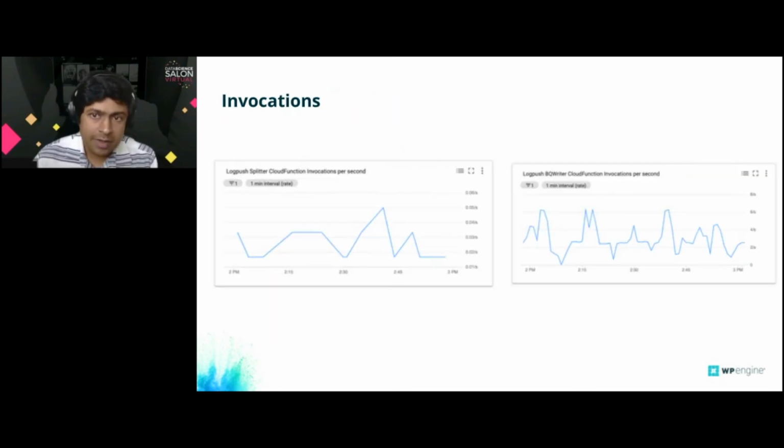And here you can see the number of invocations per second for each of the serverless functions. On the left, the splitter would not get too many invocations. It was essentially 1 request per file that came in. However, as the splitter broke up that file into several chunks, that generated a lot of load for the BigQuery writer function. And as you can see in this example, we were consistently getting like 4 to 6 invocations per second.